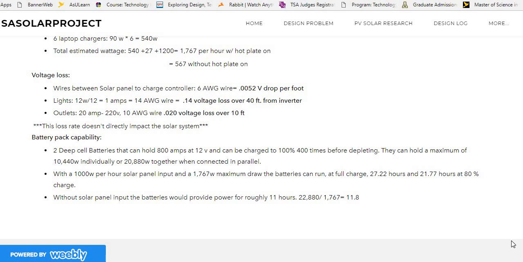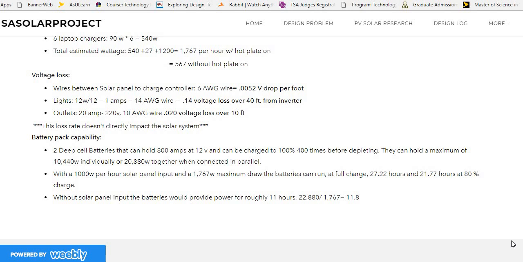With a 1,000 watt per hour charge solar panel and a 1,767 watt maximum draw, the batteries could run at full charge for about 27 hours, and at 80% charge it would be closer to 21 hours.